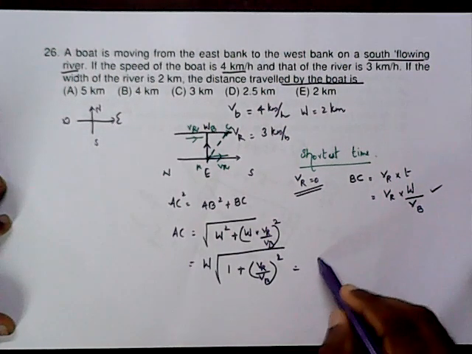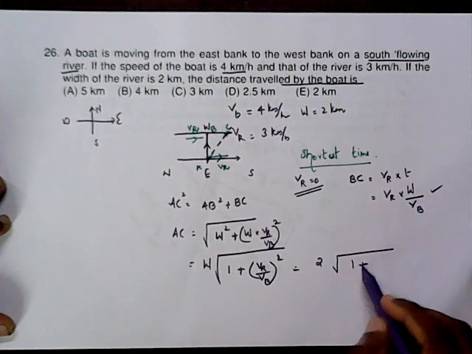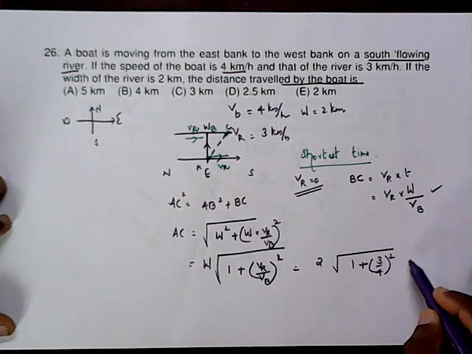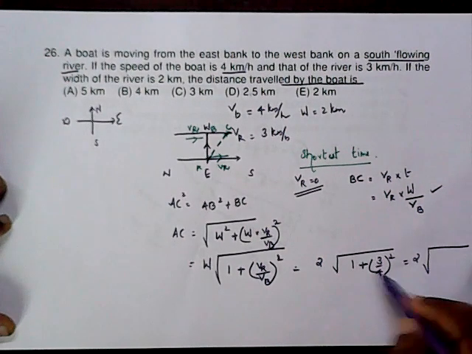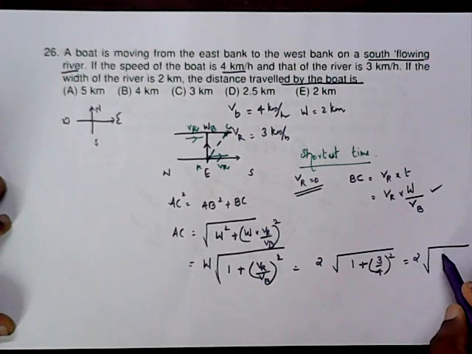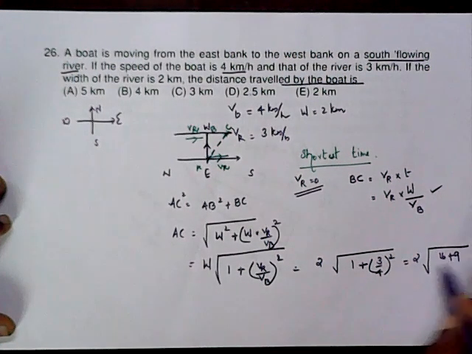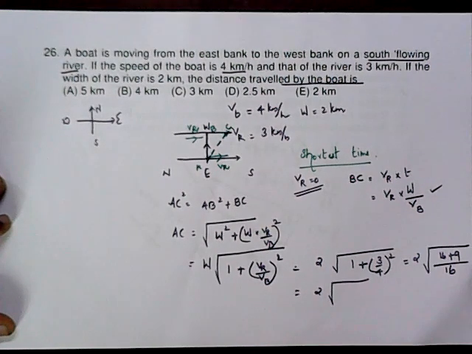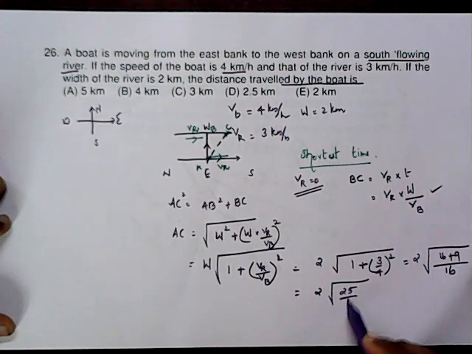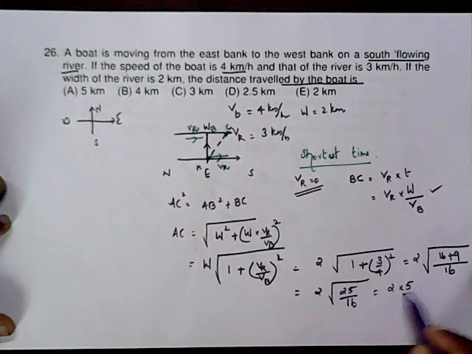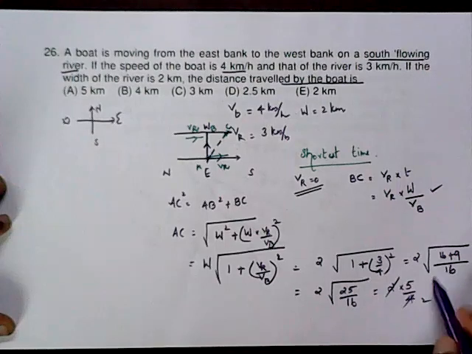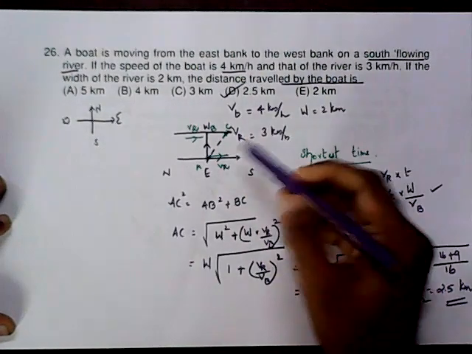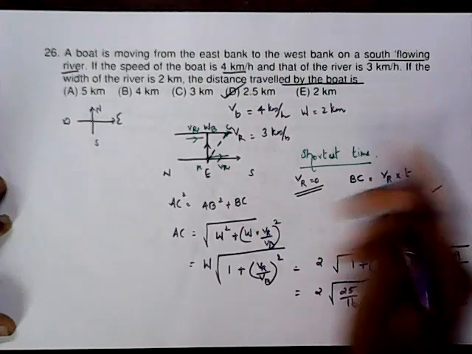It is given as W equal to 2, into root of 1 plus the river velocity 3 by 4, the whole square. So that is equal to 2 into root of 4 square as 16, 16 plus 3 square, divided by 16. So you get 2 into root of 16 plus 9, that is 25 by 16. So equal to 2 into 5 by 4. So 2 cancels, and you get the value as 2.5 kilometer. So it travels a distance of 2.5 kilometer.